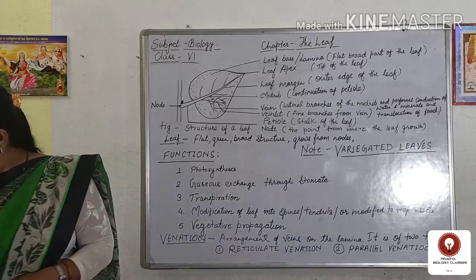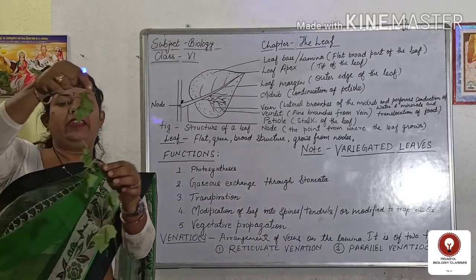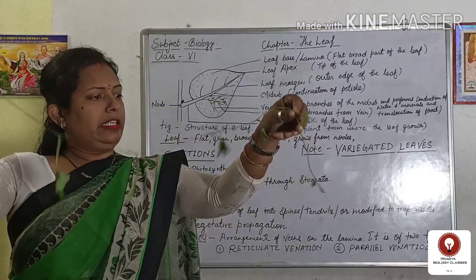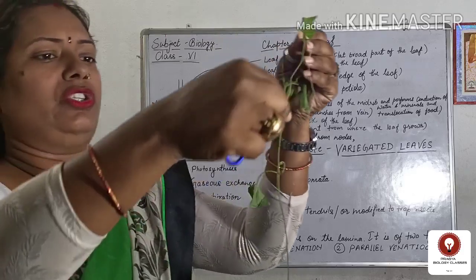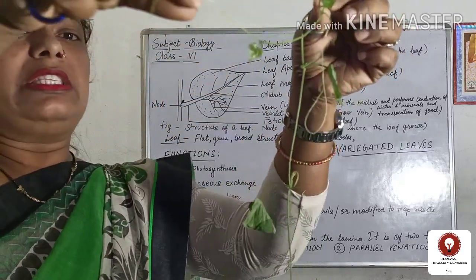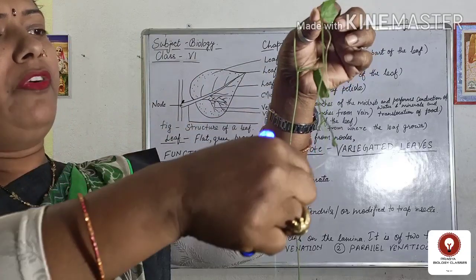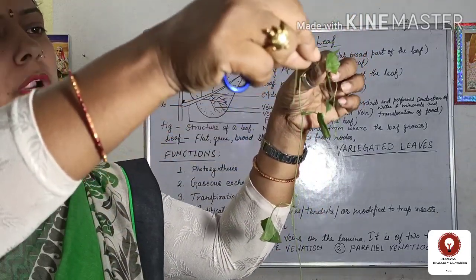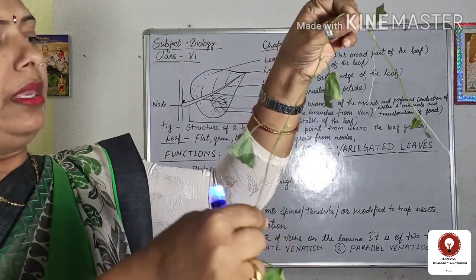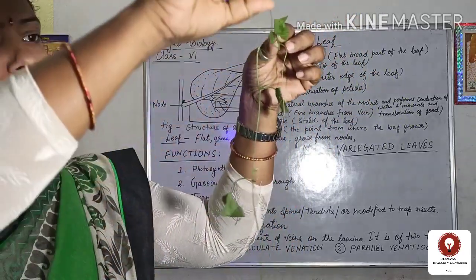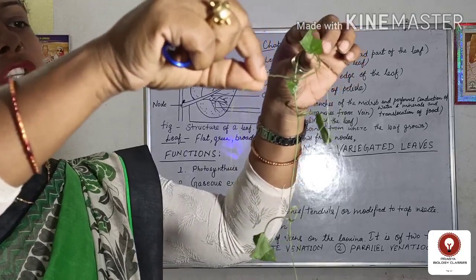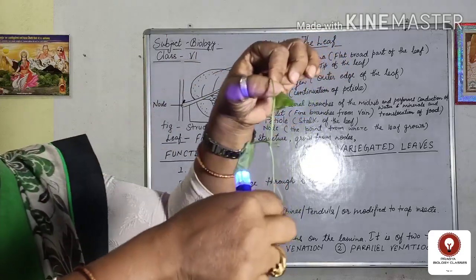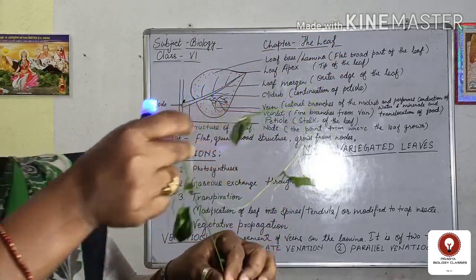Sometimes leaves are modified into tendrils. This is a spring-like structure, and it is visible. See this structure, this is a tendril. The leaves are modified into this structure so that it will provide support to the plant. These are climbers, and this structure will help the plant to climb on the support, and in this way it will provide support to the plant.